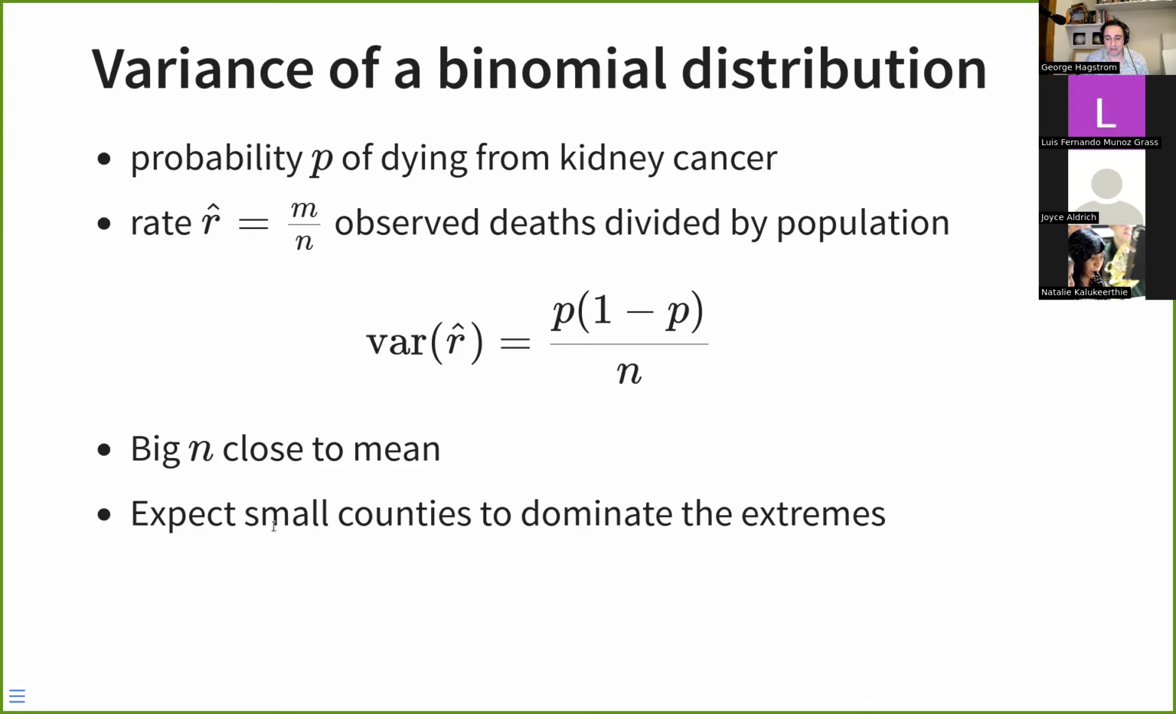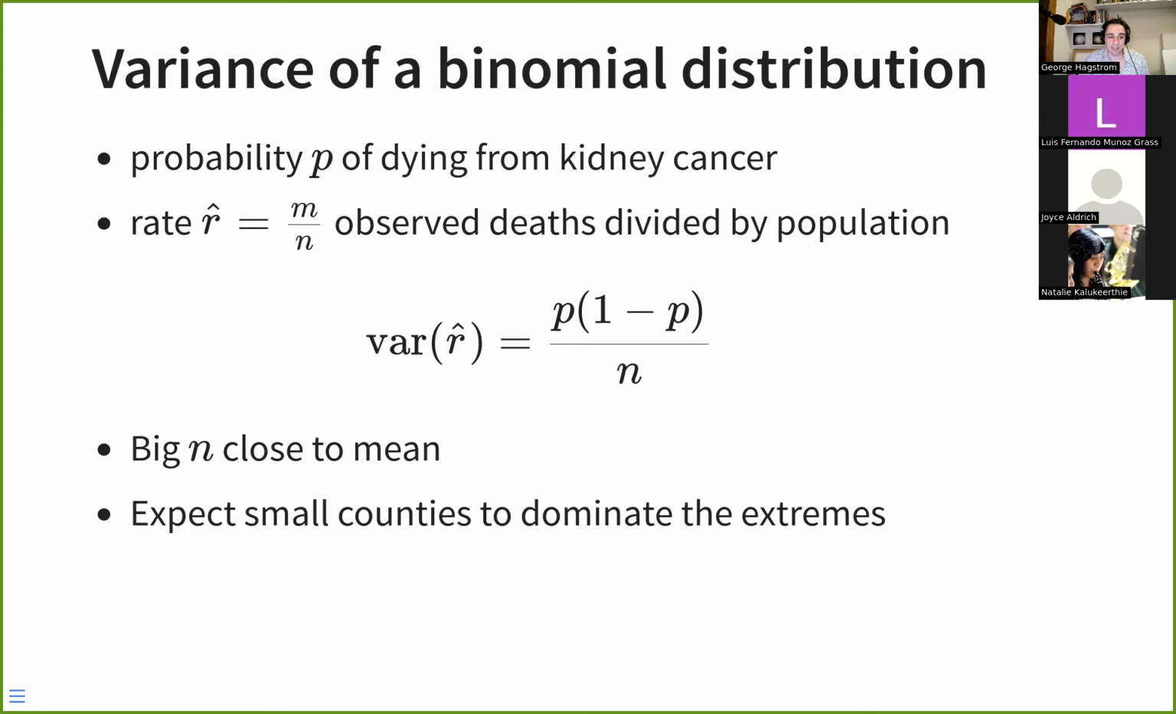As a result, all other things being equal, we should expect the small counties to dominate the extremes of the distribution. So we should naturally expect for any kind of rare event that the smallest counties will be represented both in the highest rates and in the lowest rates.